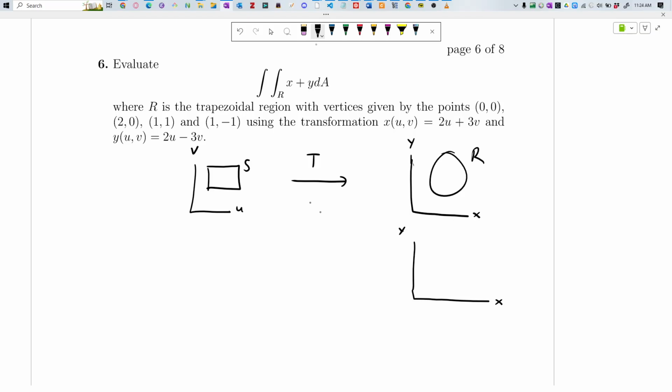Let's try to do an accurate sketch of this trapezoidal region, just to make myself happy. 2 comma 0, 1 comma 1. Oh, maybe I should make it a little bit larger. 1 comma... wait, what? That's not a trapezoid. Maybe that's a mistake. I might have to check with Katie because this is clearly not a trapezoid.